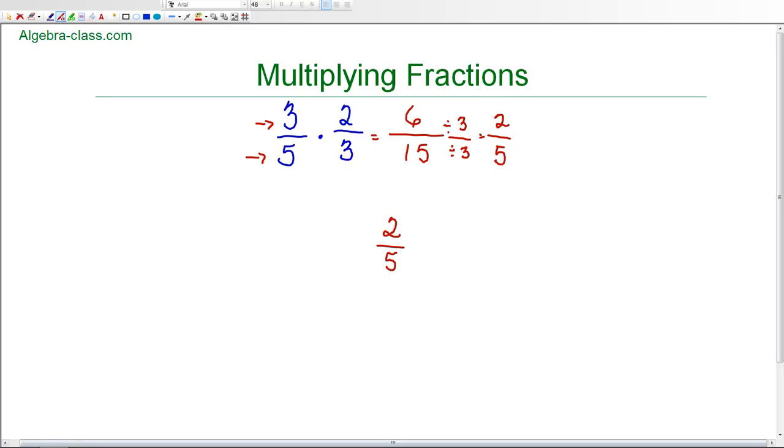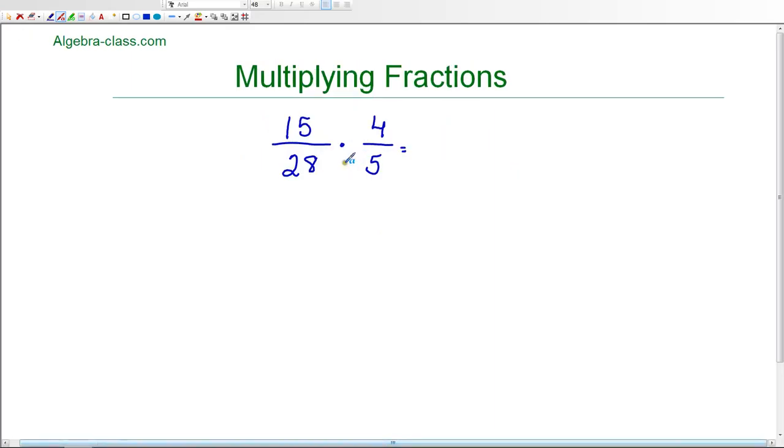Now we're going to take a look at one more problem. And this problem is 15/28 times 4/5. Now I could multiply right across. So 15 times 4 is 60. And 28 times 5 is 140.